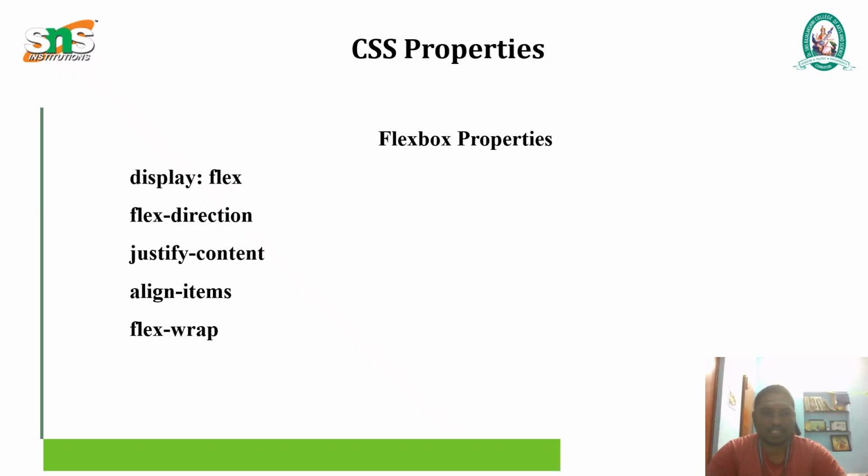Next is display flex. These are the flexbox properties in CSS. So display flex, flex direction, justify content, align items, and flex wrap. Flex direction can be row or column, and justify content and align items control the alignment. We use these flexbox properties in this type of layout.